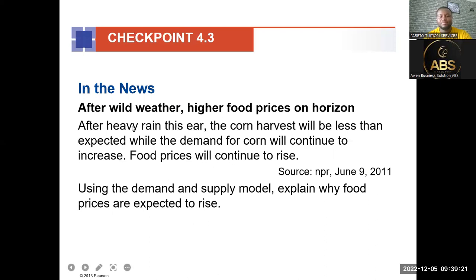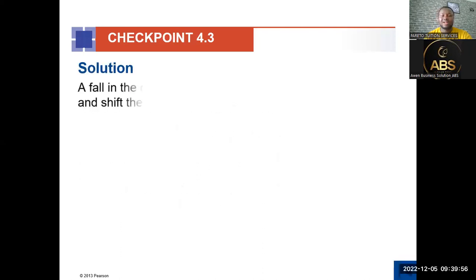Now, if you look at this, there's going to be what? Heavy rains. Heavy rains will decrease the corn harvest. So the supply of corn will do what? It will decrease. But then there will still be demand for corn. The demand for corn will still increase, which means that the demand for any corn food is going to increase. So supply is decreasing, demand is increasing. What is going to be its effect? As always, we draw our diagrams.